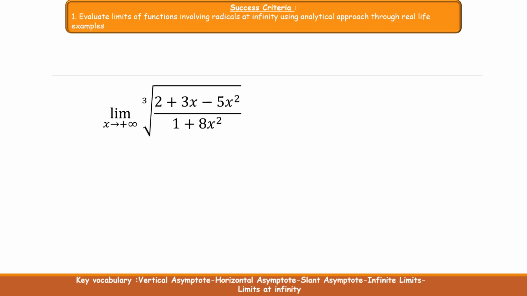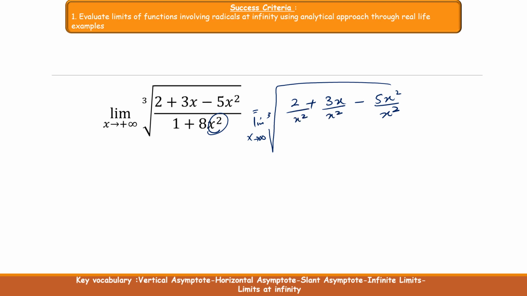Now here is a cubic root, but the good thing is that everything is inside the cubic root, so no need to worry. The highest variable will be our x square. So we will write our numerator, everything divided by x square. Now write the denominator, and everything divided by x square.